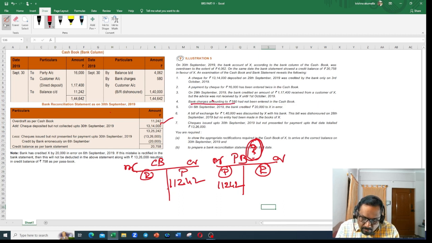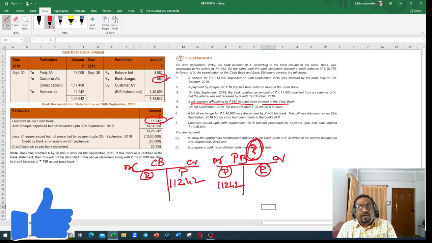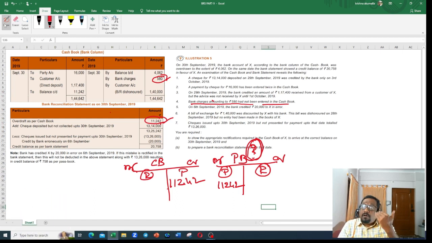Next one, bank charges amounting to 580 had not been entered in the cash book. This is also an omission. We have already entered it here. 580 was not entered in the cash book, but when we were preparing the adjusted cash book, that amount was already entered, and we arrived at this 11,242 after adjusting bank charges. So again, you don't require to bring that as a part of your reconciliation, because these are all already adjusted in our cash book.